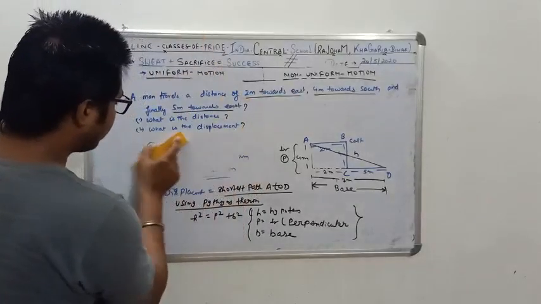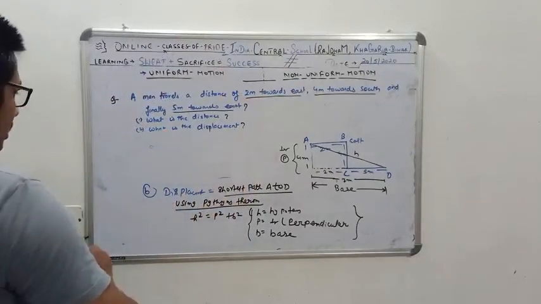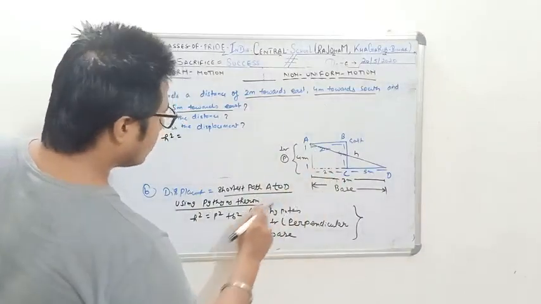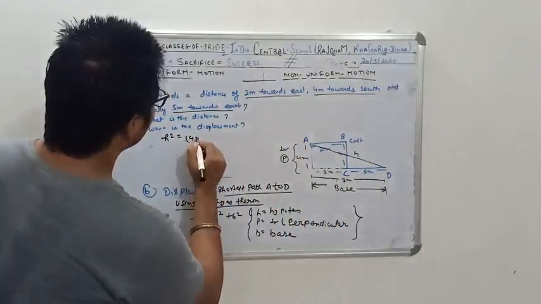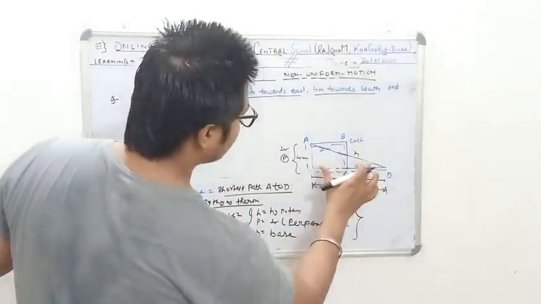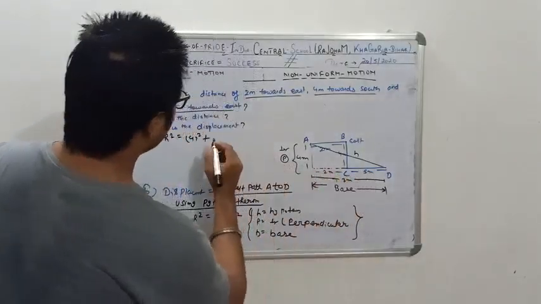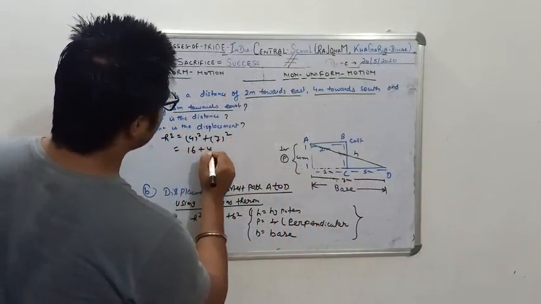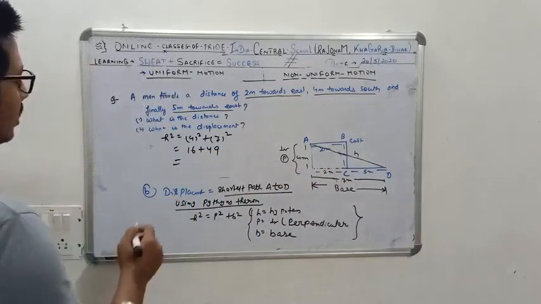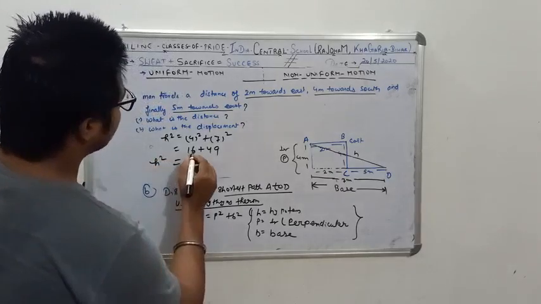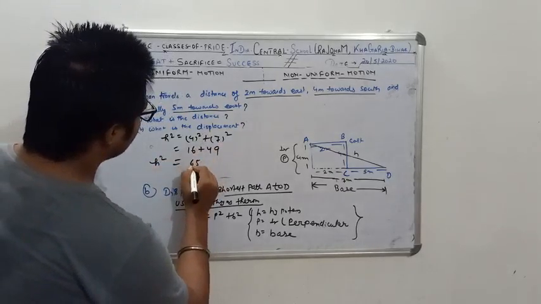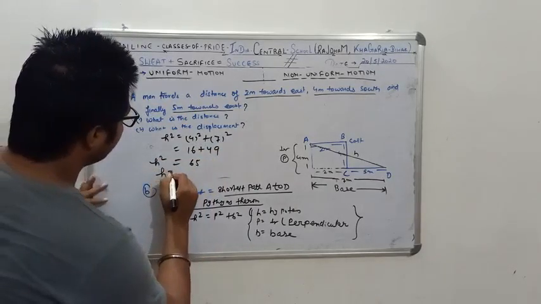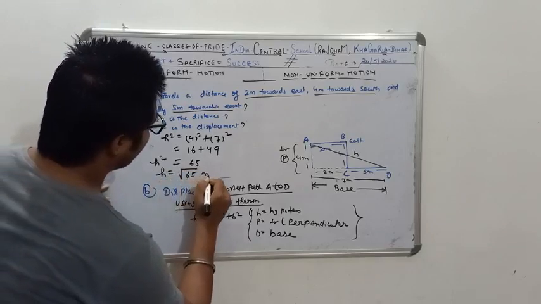So now I will write this down. h square is equal to p square, where the perpendicular is 4, so 4 square, plus 5 plus 2, which is 7, so 7 square. 4 4s are 16 plus 7 7s are 49. So h square becomes 65. So h will be nothing but under root 65 meters.